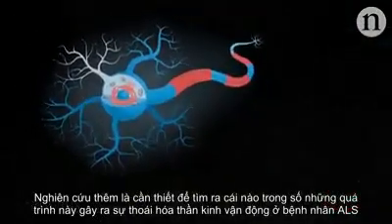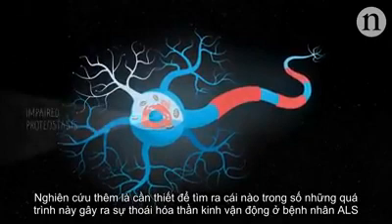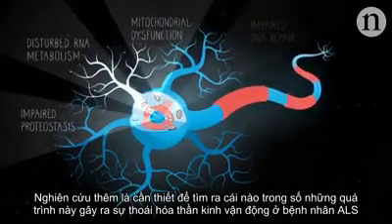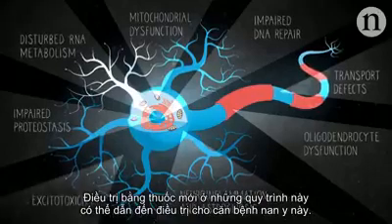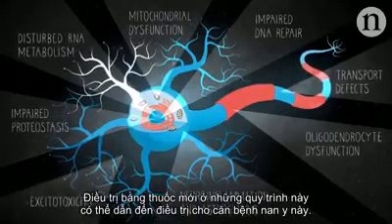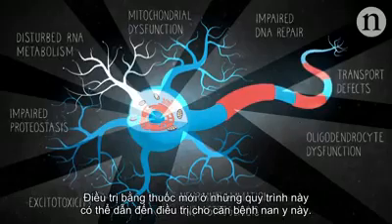Further research is needed to find out which of these many processes cause the motor neuron degeneration seen in ALS patients. Targeting new drug therapies at those processes might lead to a treatment for this incurable disease.